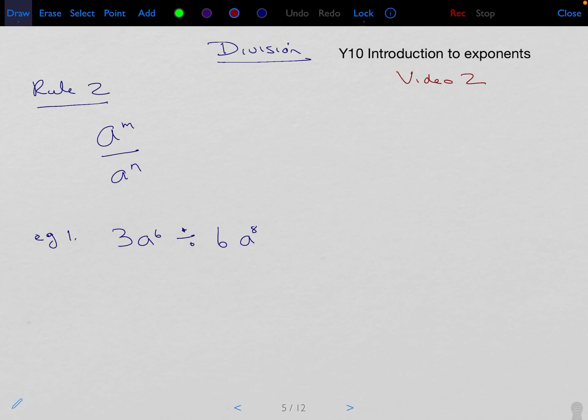Video, all the same lesson. This is supposed to be revision. So when we're dividing, we end up with a rule, a to the m minus n. So you're actually subtracting your exponents.